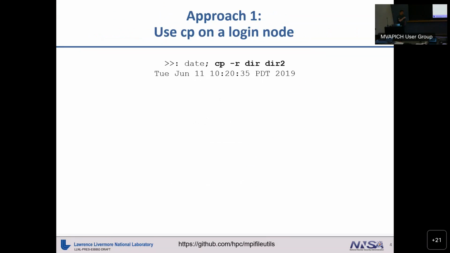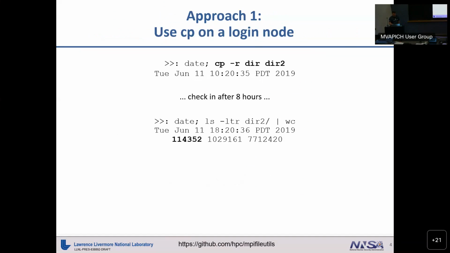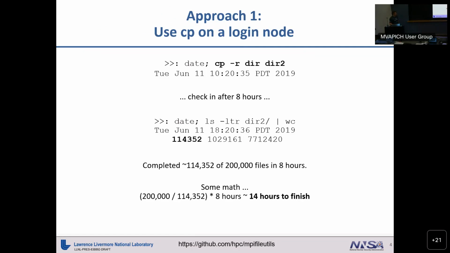So sometime in the morning, I kicked off a copy and I just let it churn in the background. This was on the login node of one of our systems. Checked back in when it was time to go home. It hadn't finished yet, but it had completed about 114,000 of the 200,000 files, right? So it didn't quite reach it, but you can just do some math to figure out how long it would have had to run to get there, and that comes out to about 14 hours.